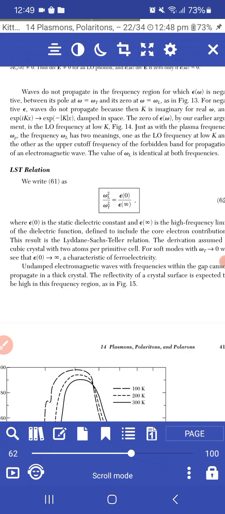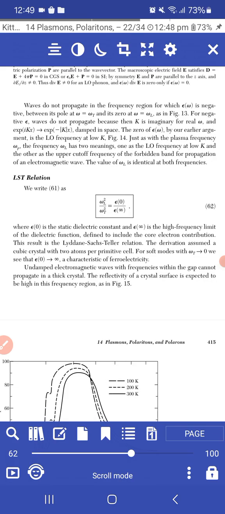The derivation assumed a cubic crystal with 2 atoms per primitive cell, for soft modes with omega T transverse tending to 0. We see that epsilon 0 tends to infinity. A characteristic of ferroelectricity. Undamped electromagnetic waves with frequencies within the gap cannot propagate in a thick crystal.